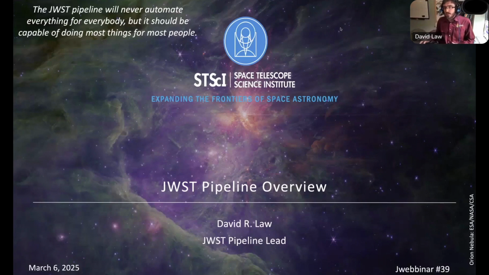We're going through some examples of what the pipeline looks like, what its design philosophy is, and how it works. The thing we've been trying to keep in mind throughout all of our development, and that you should try to keep in mind this morning as well, is this philosophy I've got on the upper left-hand side. The Webb pipeline will never automate everything for everybody, but our aim is that it should be capable of doing most things for most people.